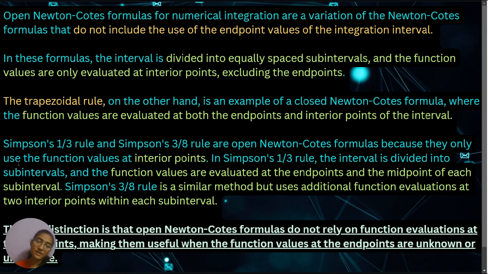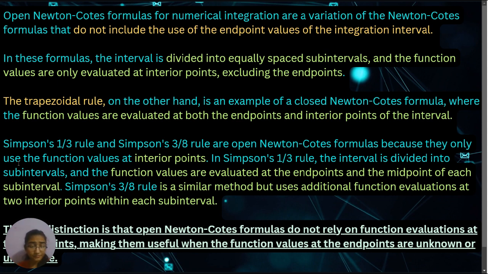So in Simpson's 1/3 rule, the interval is divided into subintervals, and functionals are evaluated at the endpoints and midpoints of each subinterval. And in Simpson's 3/8 rule, a similar method which uses some additional function evaluations at two internal points within each subinterval.